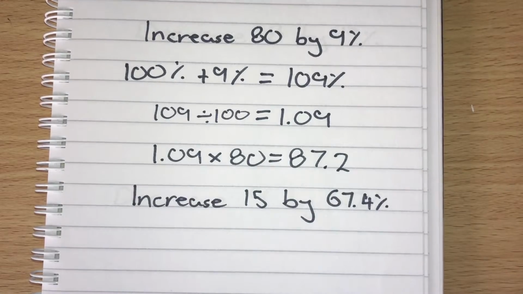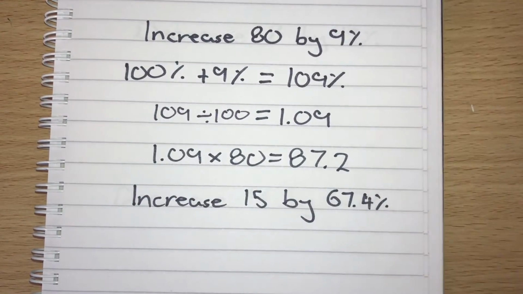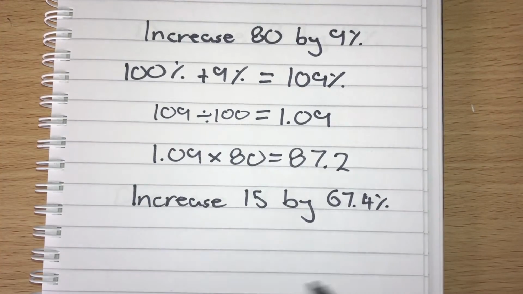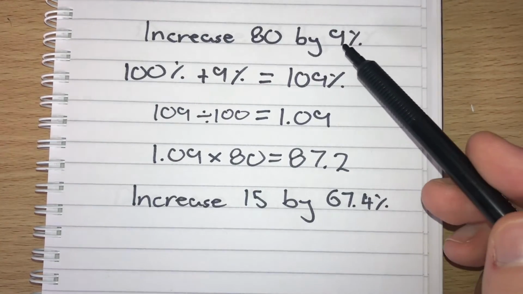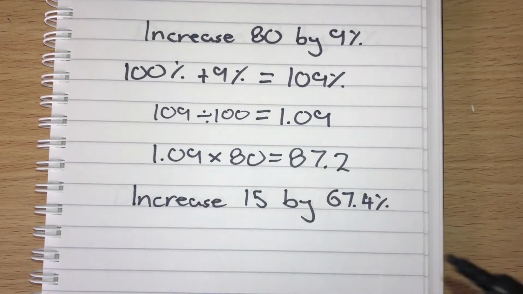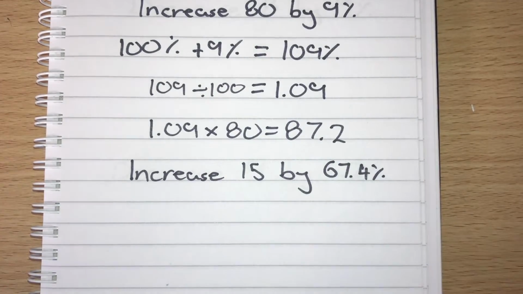Now you might be thinking that we could have done that just by finding what 1% was and multiplying it by 9, or finding what 10% was and 1% and taking it away. We could have done that because we've got quite a nice number here with 9%. But if we look at this next question, where we're now asked to increase 15 by 67.4%, that would be a bit more tricky. So that's where using our calculators is going to come in handy a little bit more.